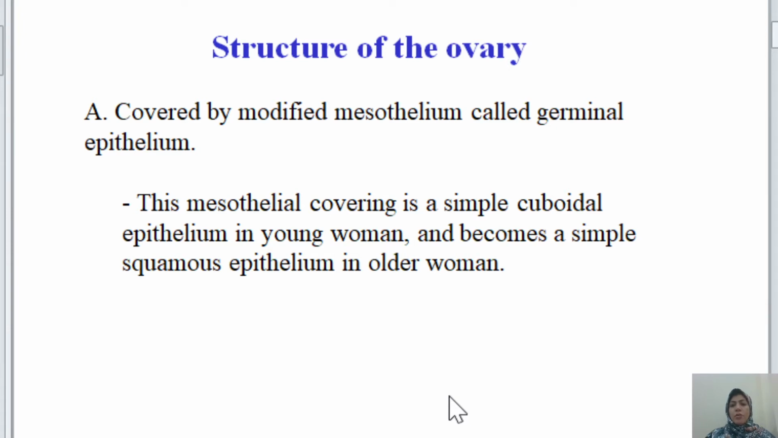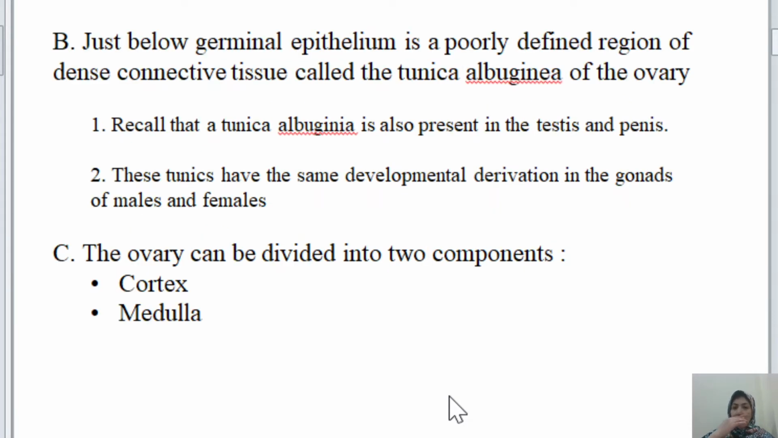And this mesothelial covering is a simple cuboidal epithelium in young women, and becomes a simple squamous epithelium in older women. Just below the germinal epithelium, there is a poorly defined region of dense connective tissue called the tunica albuginea of the ovary. This tunica albuginea is also present in the testes and penis of males, and these tunicas have the same developmental derivation in the gonads of males and females.